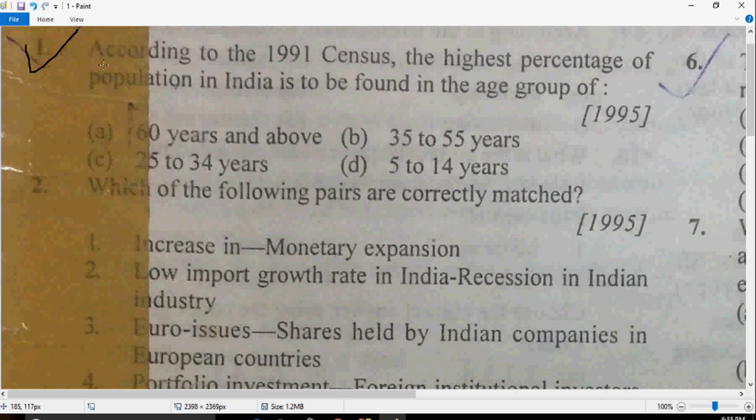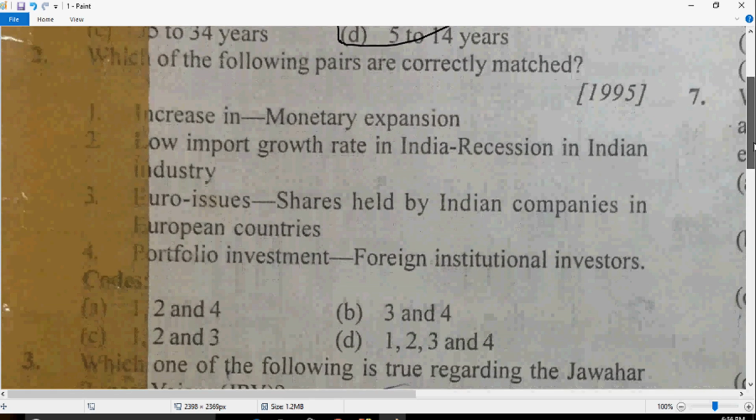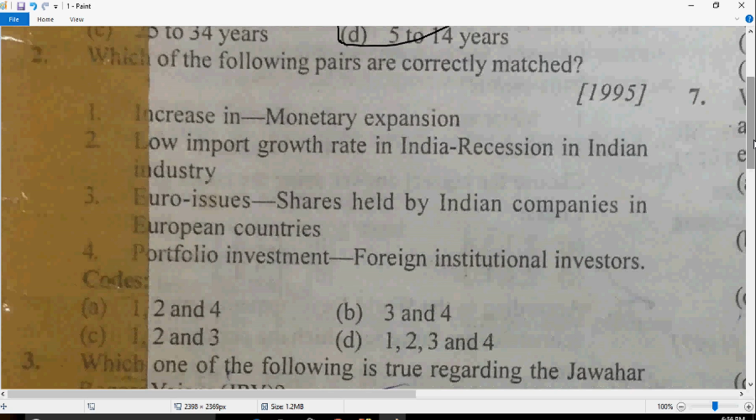first question here. See, according to Census 1991, the highest percentage of population in India is to be found in the age group of, what was that? Yes, 5 to 14 years. This is absolutely correct here. D will be the answer. Second question, which of the following pairs are correctly matched? Let's have it.